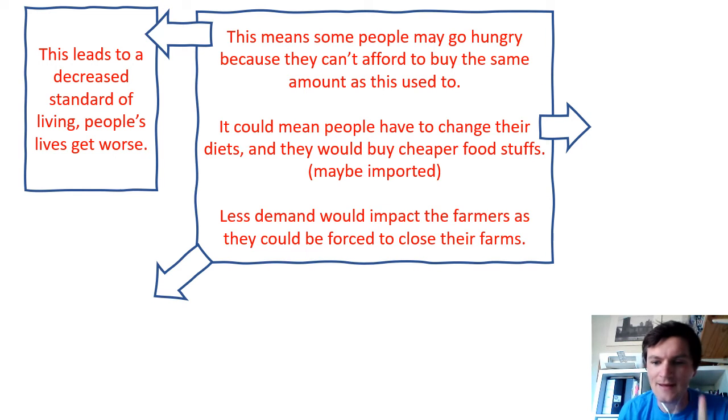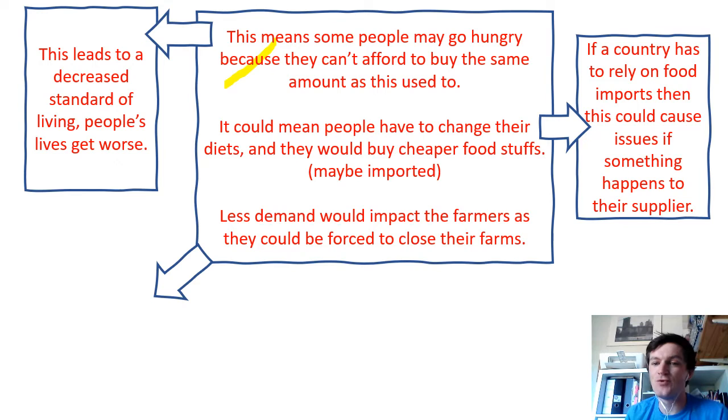Now, let me just explain that meat idea there. A lot of the crops that are grown, the reason they're growing all the crops is to feed animals. Therefore, if the cost of the food that you need to feed the animals goes up, the cost of the meat you eventually get goes up. Now, the second point, we've done that one. It could mean that people have to change their diets and they will buy cheaper foodstuffs. Now, this one's really important at the minute.